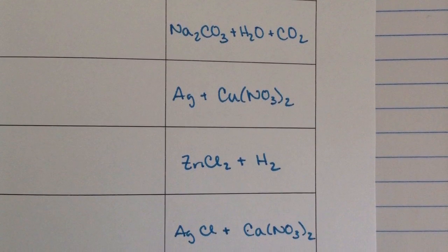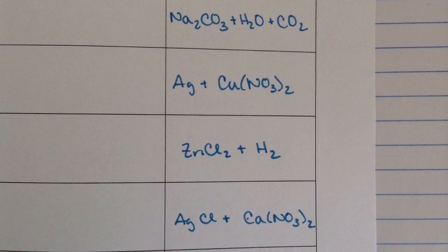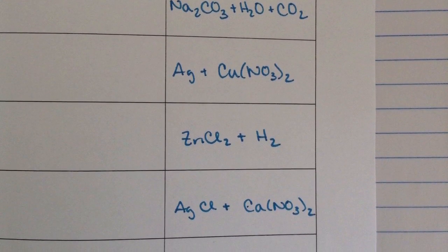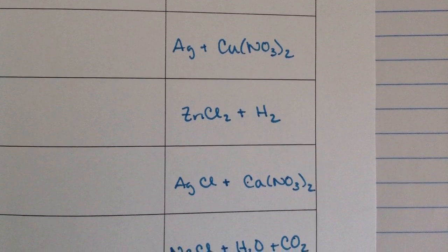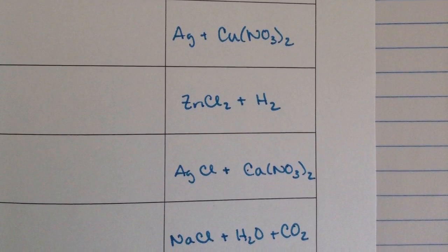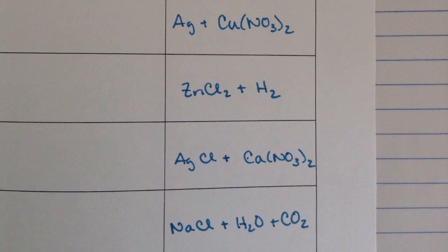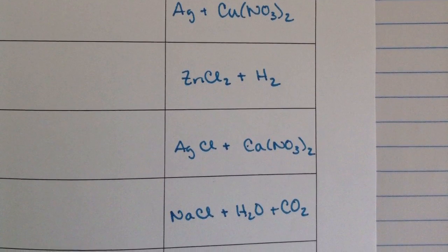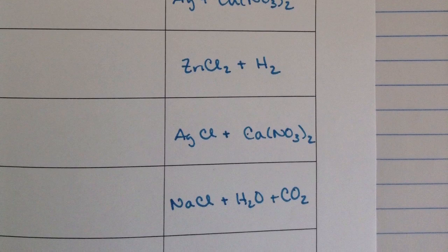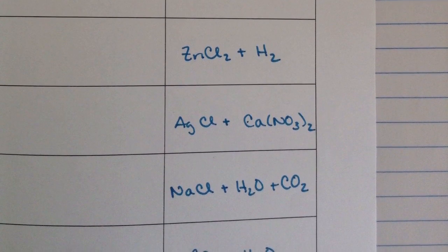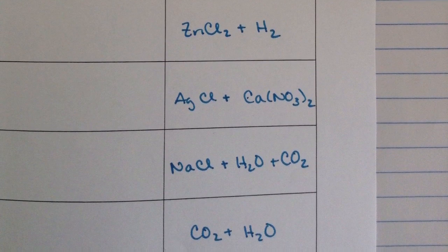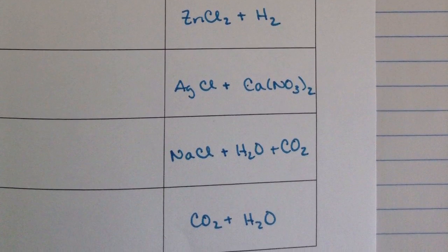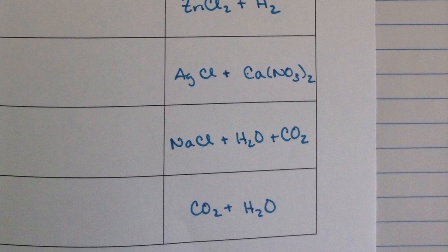For our second single replacement reaction between zinc and hydrochloric acid, we get zinc chloride and hydrogen gas as our products. For our first double replacement reaction between silver nitrate and calcium chloride, we get silver chloride and calcium nitrate as our two products. For our second double replacement reaction between sodium carbonate and hydrochloric acid, we get sodium chloride, water, and carbon dioxide as our products. For our combustion reaction, we get carbon dioxide and water as our two products.